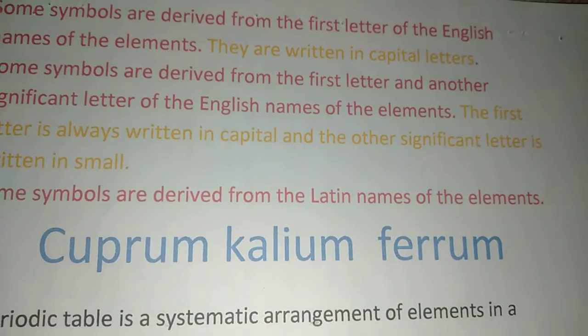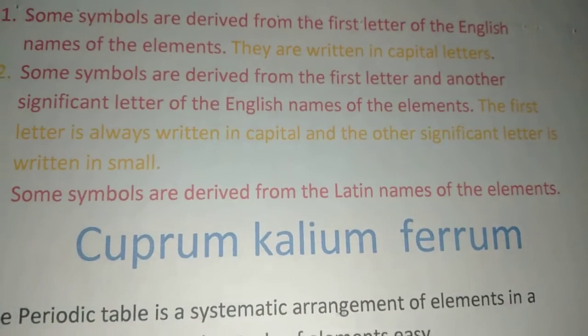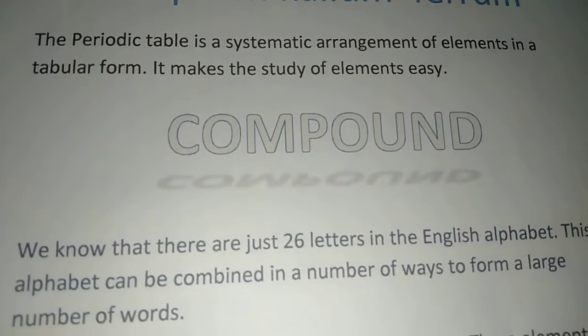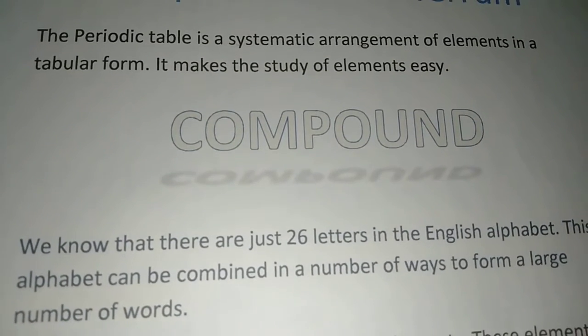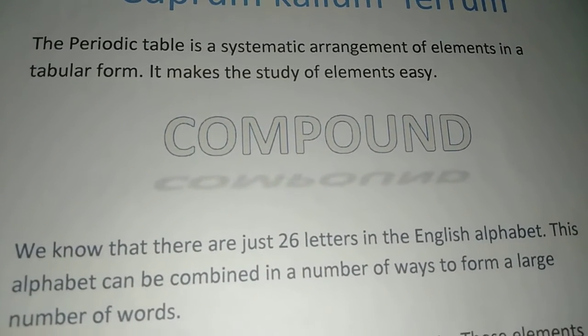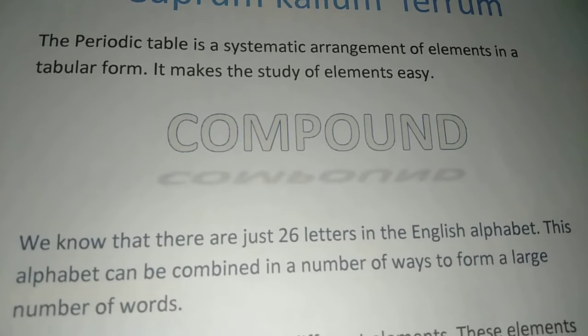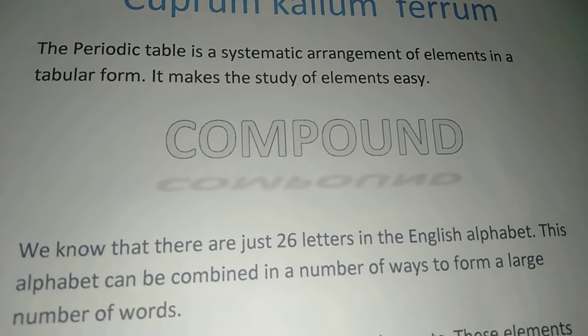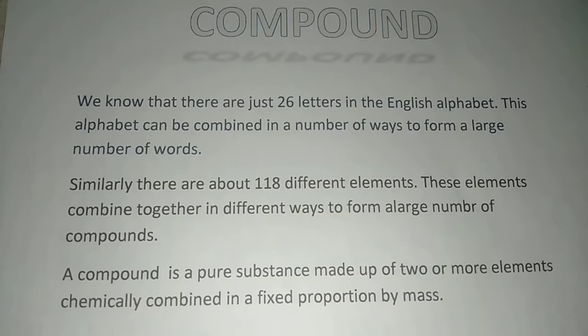Some symbols are derived from the Latin name of the element. Examples: copper, iron, and potassium. The periodic table is a systematic arrangement of elements in a tabular form. It makes the study of elements easy.